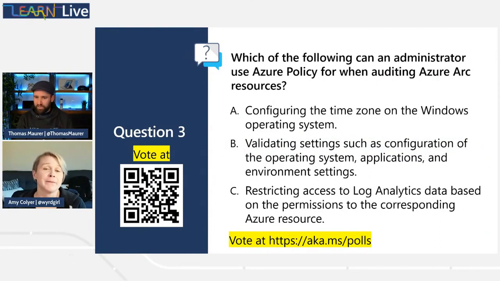So the question three, I will take that one. Sure. Which of the following can an administrator use Azure Policy for when auditing an Azure Arc resource? Is it A, configuring the time zone on a Windows operating system? Is it B, validating the settings such as configuration of the operating systems, applications, and environment settings? Is it C, restricting access to Log Analytics data based on permissions to the corresponding Azure resource?